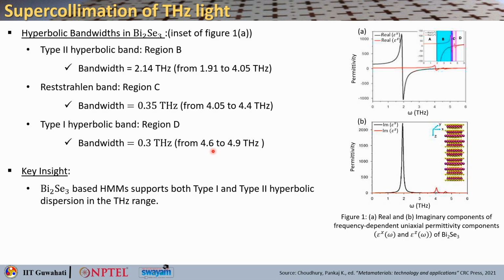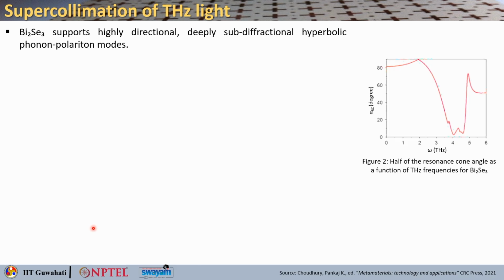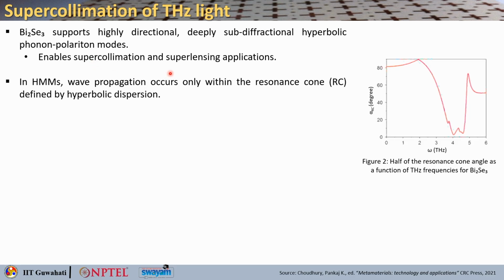So, what is the key insight in this discussion? You have seen that bismuth selenide based hyperbolic metamaterials can support both type 1 and type 2 hyperbolic metamaterial dispersion in this terahertz regime. That tells you that bismuth selenide can support highly directional, deeply subdiffractional hyperbolic phonon polariton modes. That will allow you supercollimation and superlensing applications.